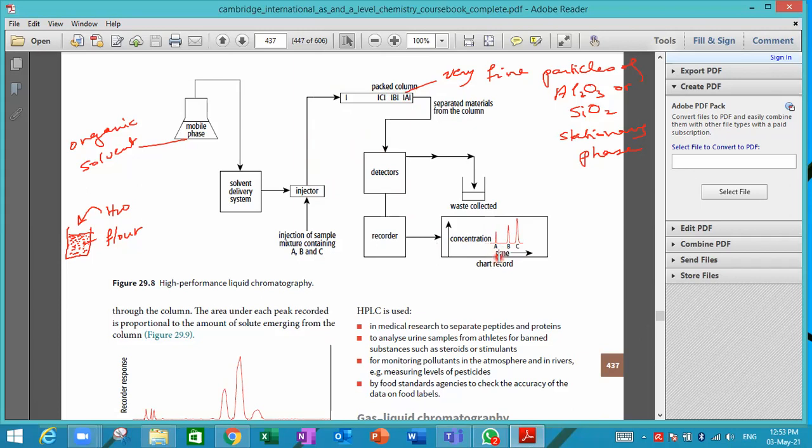The time is 0 here, and it becomes bigger and bigger as we go to the right-hand side. So when A came outside from the column, the first one, then it is detected. This is its retention time. And B came next with a certain retention time, and C was the last one to come out. So its retention time is the greatest. And of course, the area under each peak is the concentration of each component in these solids.